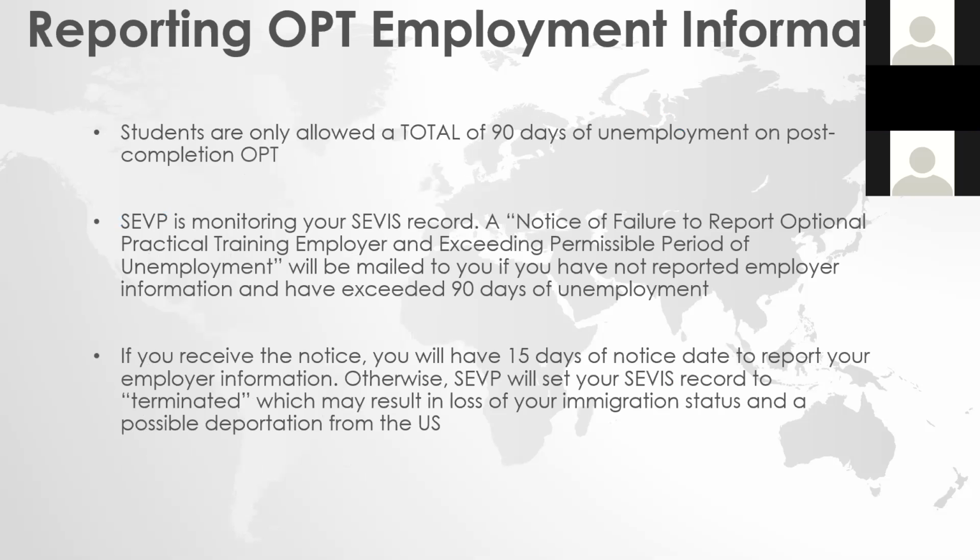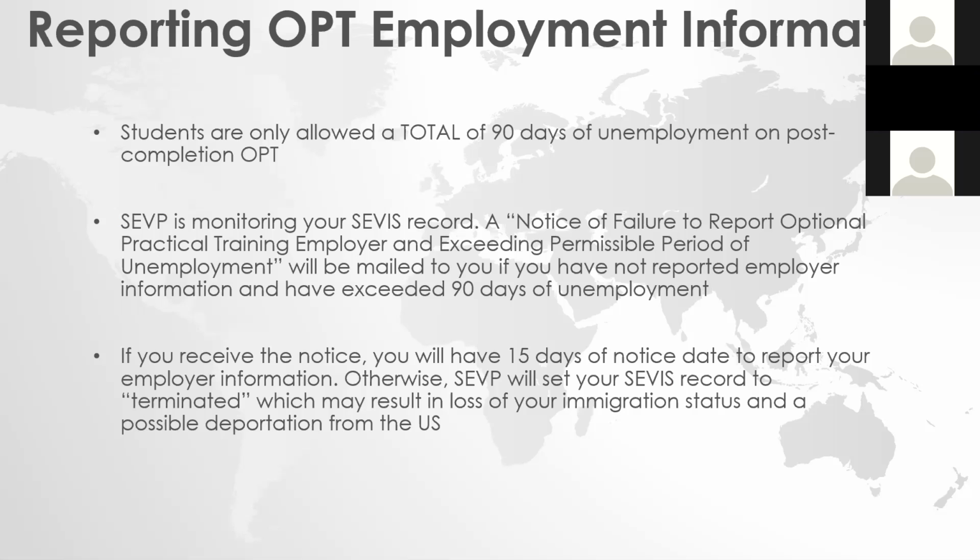All right. Continuing with more responsibilities, just an FYI, you are only allowed a total of 90 days of unemployment on post-completion OPT. So when you get your EAD card and it has the EAD start date and the EAD end date, you can only have a total of 90 days of unemployment between those two dates. So please keep that in mind. Please keep track of your employment information so you don't end up going over that 90 days.